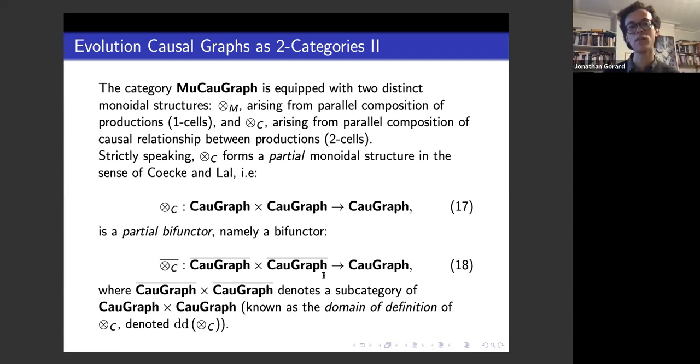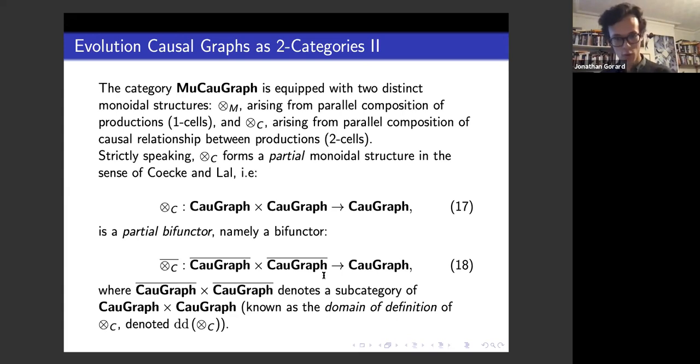That gives us the 1-cells. We've also got the separate monoidal structure, which arises from the fact that we can take two causal relationships between those productions and compose those in parallel. In other words, we can compose 2-cells and we can compose 1-cells using different monoidal structures. And it turns out we were able to show in the second and third of the papers in the sequence that this second monoidal structure gives us specifically what's called a partial monoidal structure.